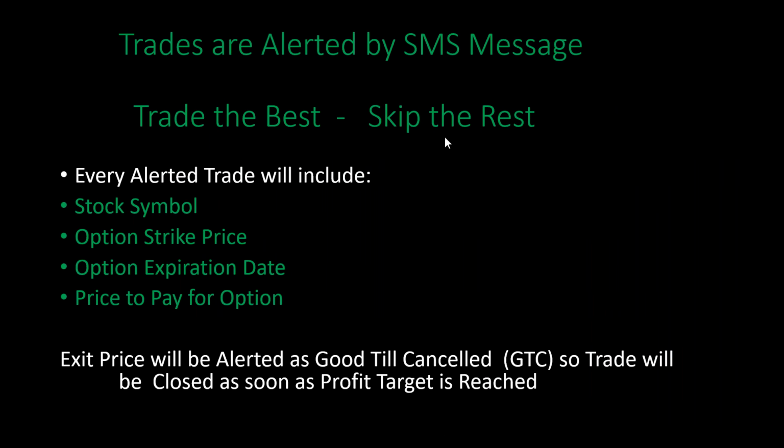All right, so to go over how the alert service works. You're going to get an alert, obviously, that gives you the stock symbol, the option strike price, the option expiration date, and the price to pay for the option. And this could be a range, like $1 to $1.05 or whatever.